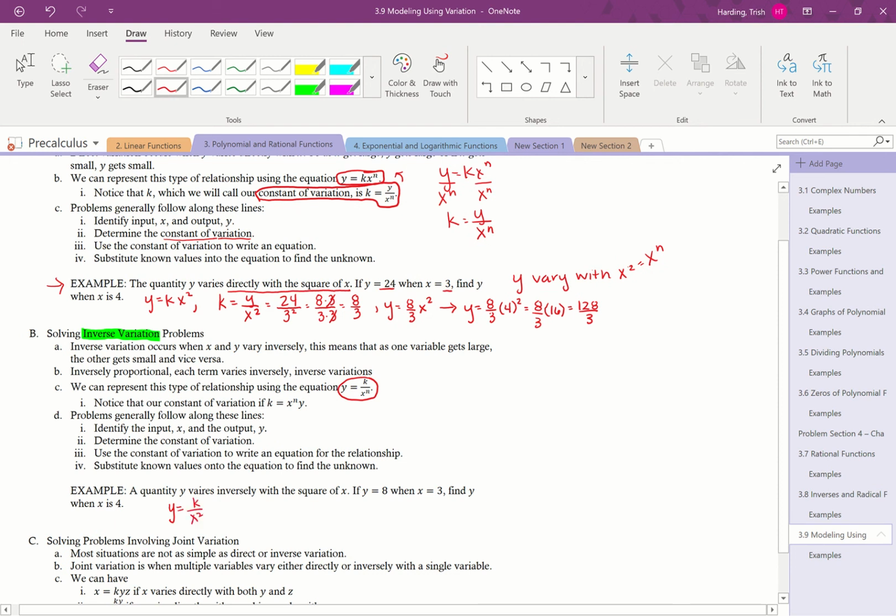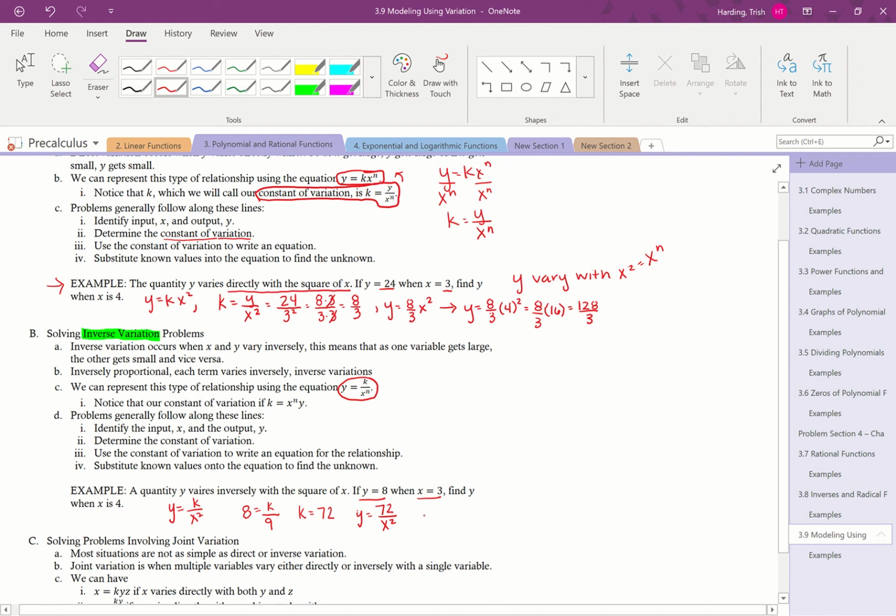If y equals 8 when x equals 3, they're going to want us to find what y is when x equals 4. So I'm going to use these two values, y equals 8 and x equals 3, and I'm going to say 8 equals k over 3 times 3, that's 9. Well, now, in order to find k, I have to multiply 9 on both sides. So that's 9 times 8, that is 72. So our equation is going to be 72 over x squared.